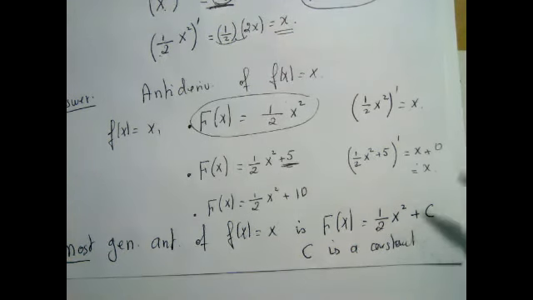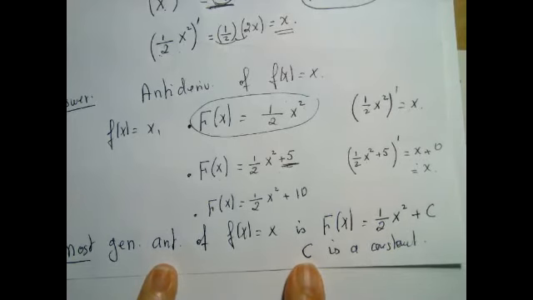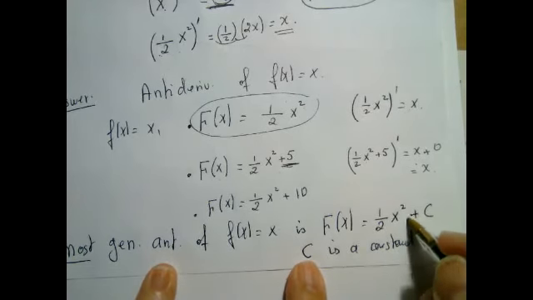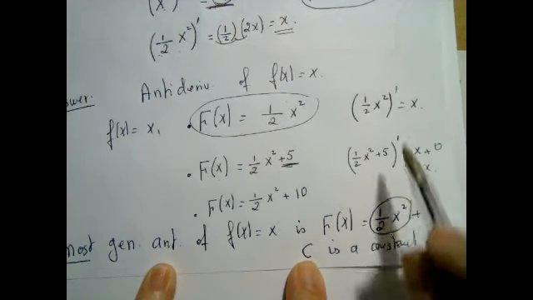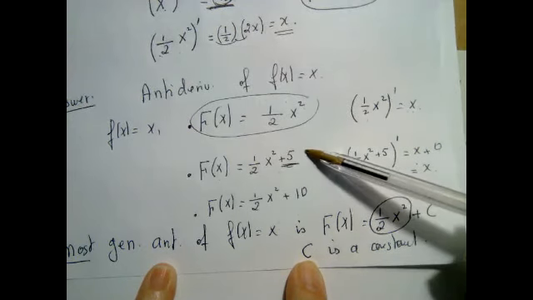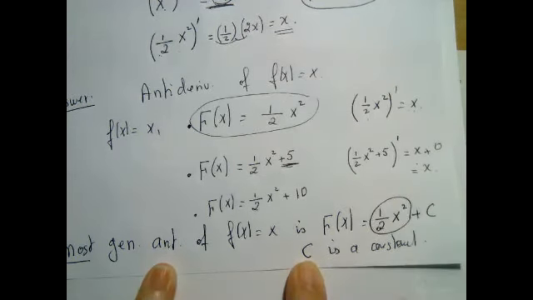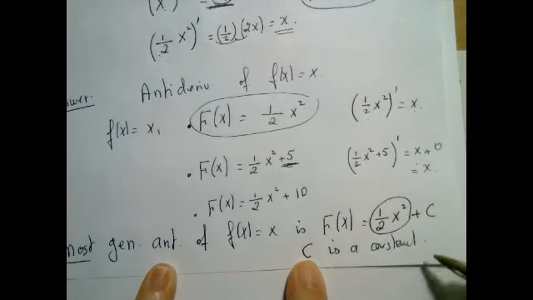So this reflects the idea that I have a lot of antiderivatives, but all of them have a very specific format. All of them have 1/2 x squared. That's the basic piece, because the derivative of that is x, plus a constant. So 1/2 x squared plus 5, plus 10, plus 15. We have a lot of them, but all of them have this shape: the basic one plus a constant.